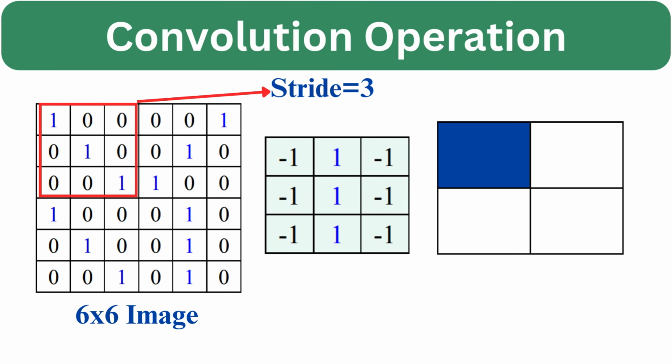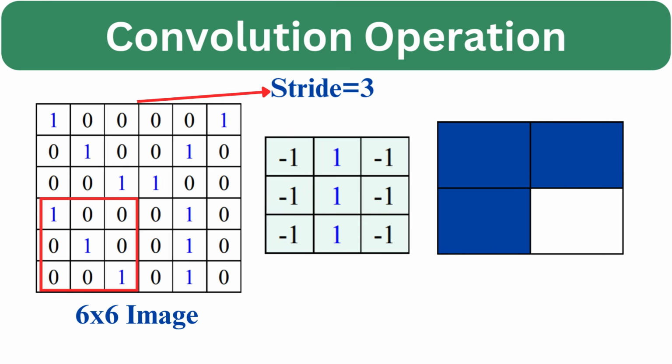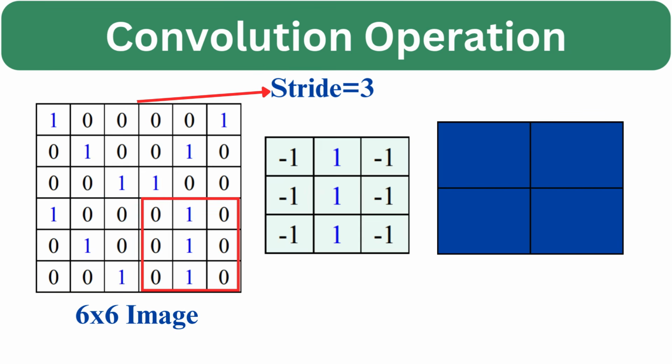Now we have a 3 by 3 filter that will move 3 steps in both rows and columns. When the stride is 3, it will move 3 steps to the right. It will also move 3 steps down. Now the output would be a 2 by 2 matrix. So when we use a 3 by 3 filter on a 6 by 6 image with stride equal to 1, we got a 4 by 4 output. When we increase the stride to 3, the output has also reduced to 2 by 2.